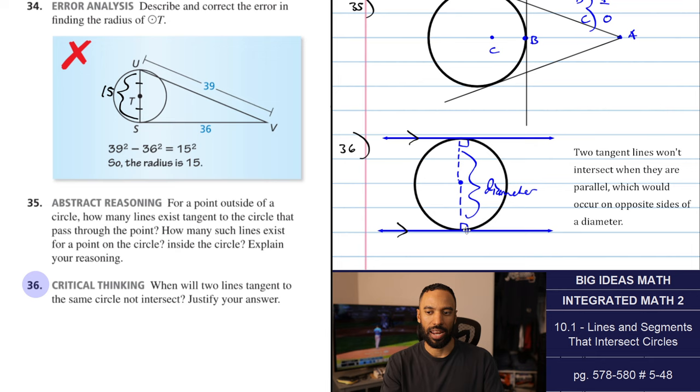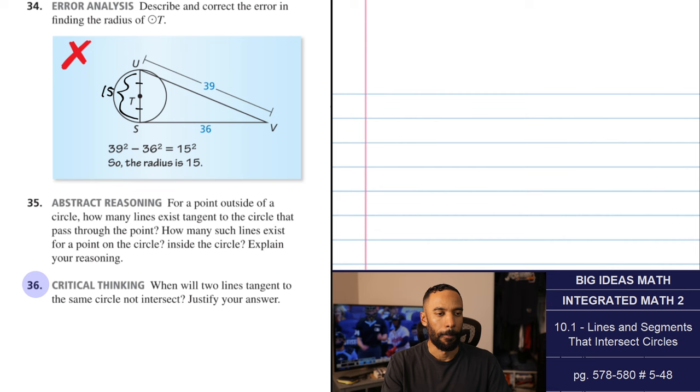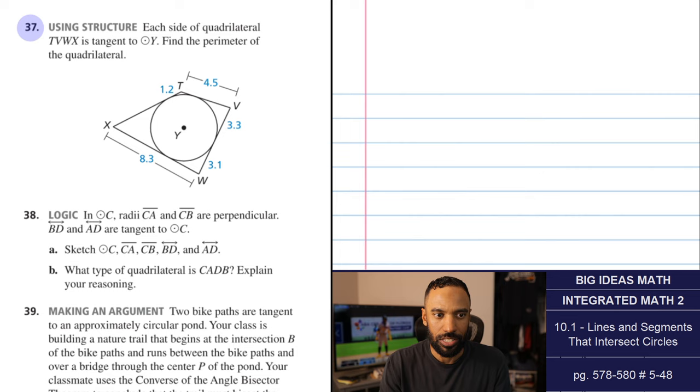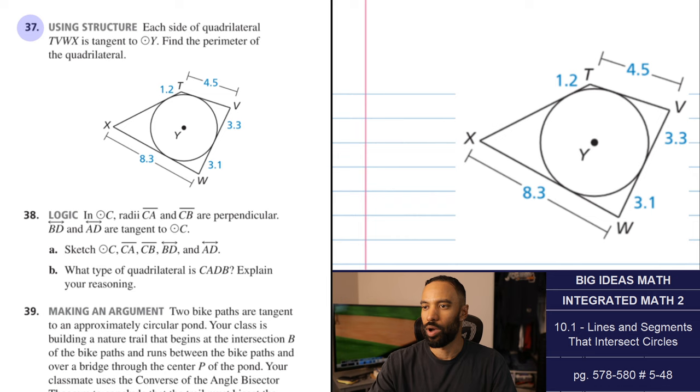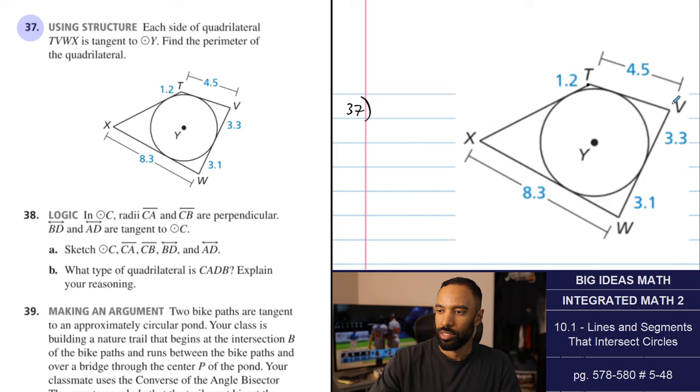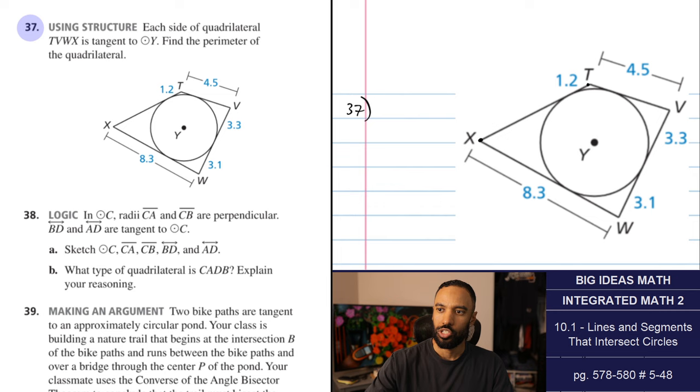All right, let's move on to number 37, using structure. Each side of quadrilateral TVWX is tangent to Y. I feel like this is something I gotta copy and paste. Right there. Find the perimeter of the quadrilateral. Okay, I've seen problems like this before. So this is one where all these points, don't see it like a quadrilateral right now. Just look at X right here. See just this part as that theorem that we know about.